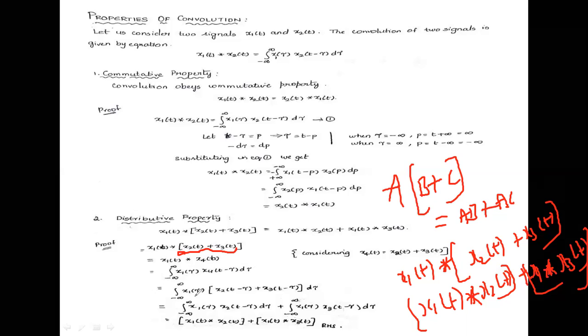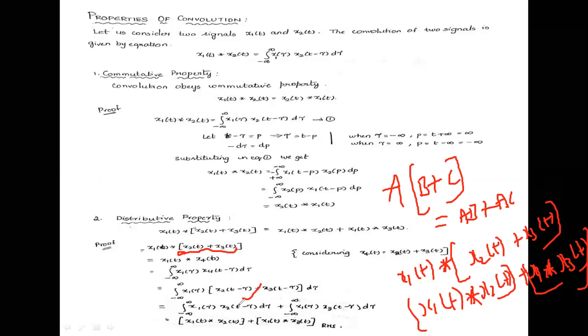And integral from minus infinity to infinity x1 of tau. What is the x4 of tau? The combination of the two signals. That is x2 of t minus tau, because the t is a t minus tau, and x3 of t minus tau d tau. And split this as two integrals: x1 of tau, x2 of t minus tau d tau plus x1 of tau, x3 of t minus tau d tau. Observe here the two integrals in the two terms.